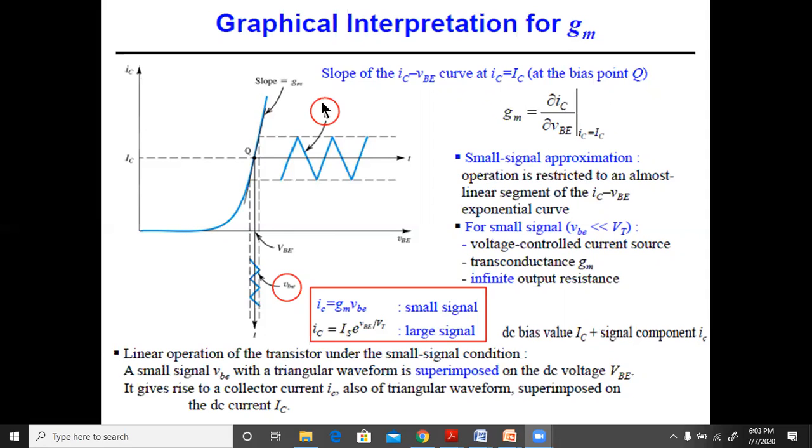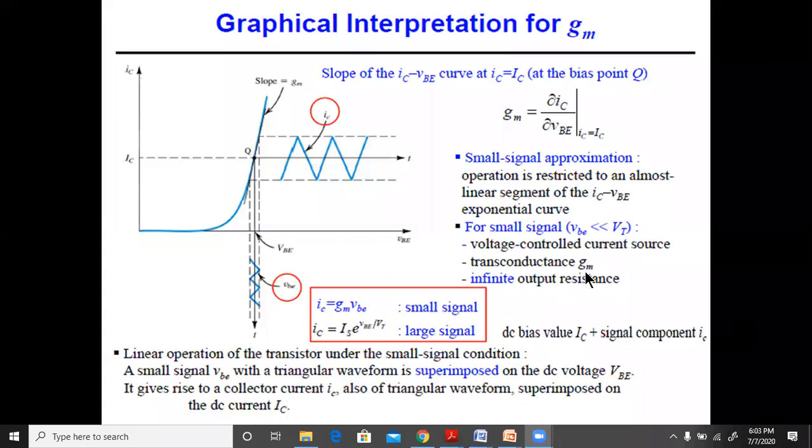So our operation is basically restricted to the small region over here. Operation is restricted to almost linear segment of the i_C versus v_BE exponential curve. So this is an exponential curve, but we operate only during this, and that will be the region which corresponds to the active region. Below this it might be in the cutoff region, above that it might be in the saturation region.